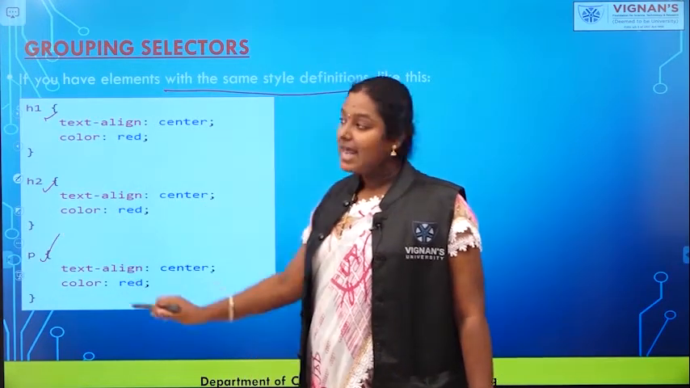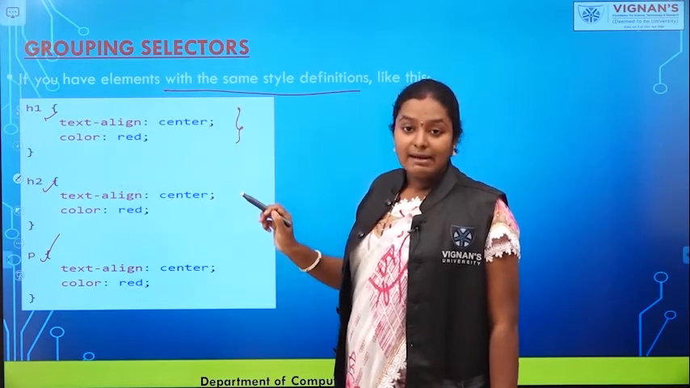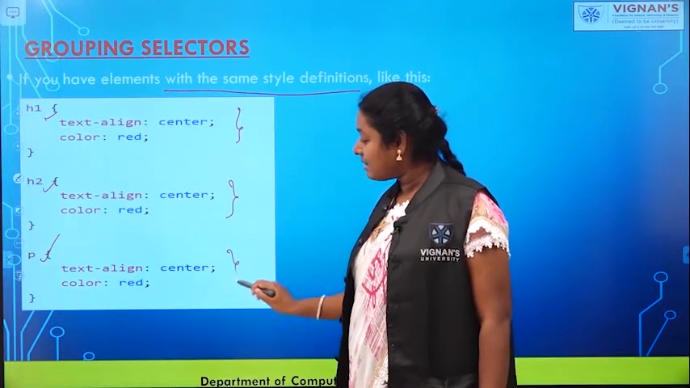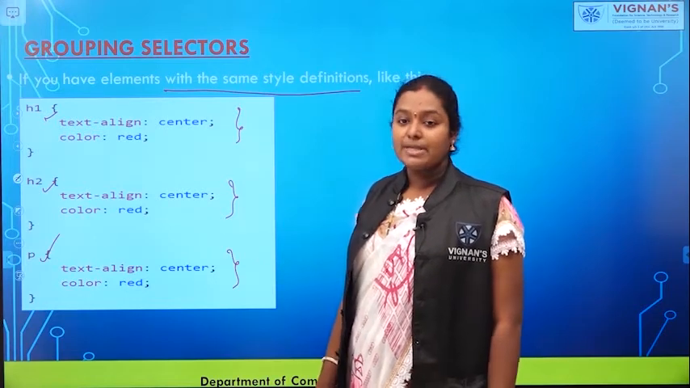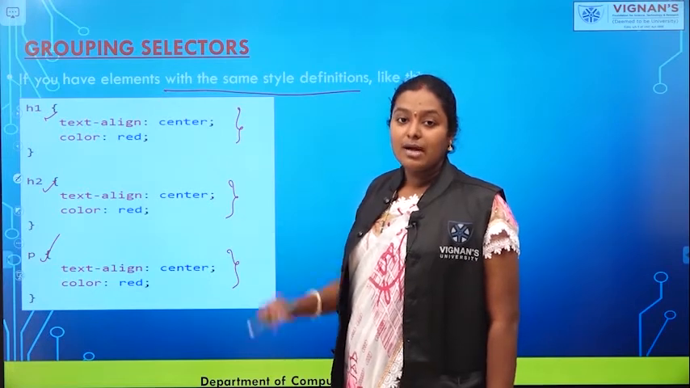For these three tags you are having the same properties, that is text-align center and color red. Text-align center, color red, and text-align center, color red. So for all these three tags you are applying the same properties. At this time you have to use the grouping selector to reduce the coding.